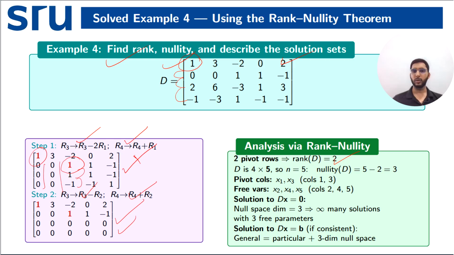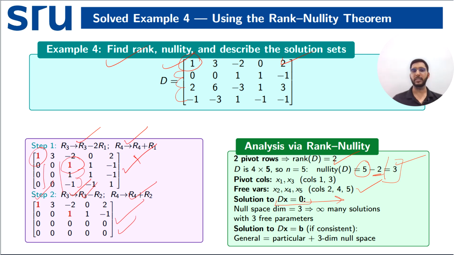So the nullity will be the number of columns, 5, minus the rank of this matrix D, which is 2, that is equal to 3. Now the pivot columns are the first column and the third column. Apart from that, there are three free variables lying in column 2, column 4, and column 5.